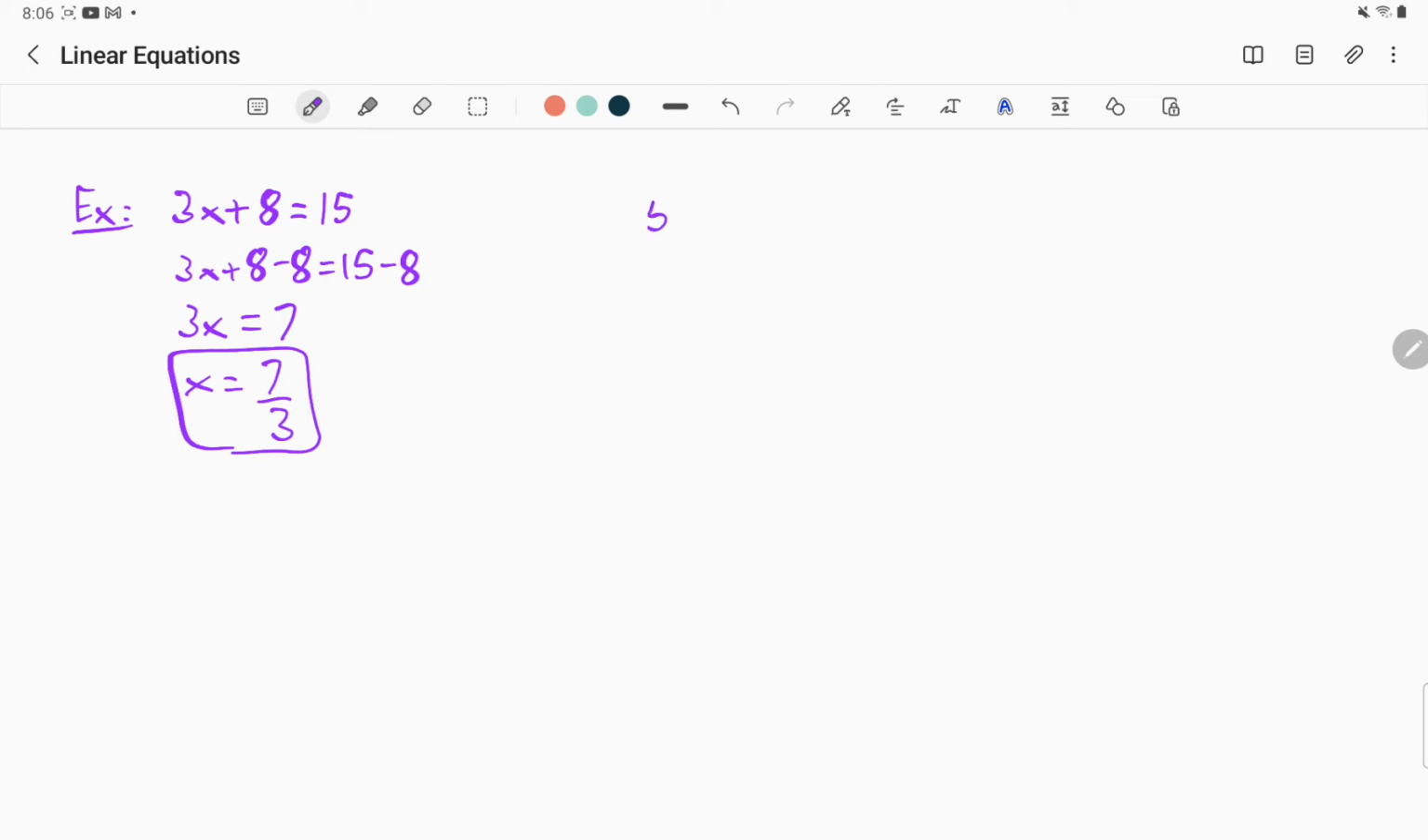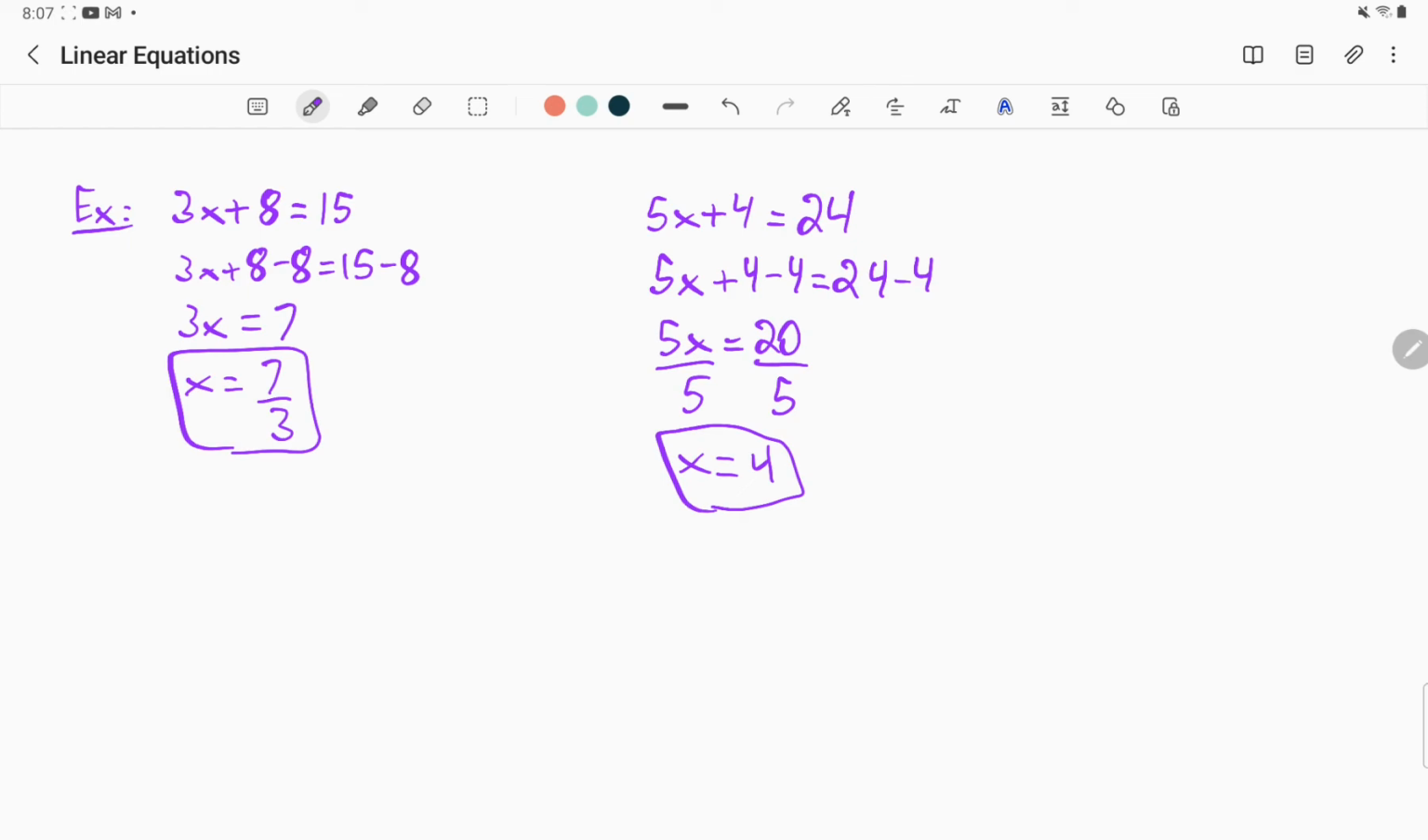Let's try 5x plus 9 equals 29. So subtract 9 from both sides. Oh, let's not be so lazy. 5x plus 4 equals 24. Okay, well, let's subtract 4 from both sides. You get 5x plus 4 minus 4 equals 24 minus 4. 5x equals 20. Well, that's pretty simple. Divide both sides by 5. You get x equals 4. That's our answer.